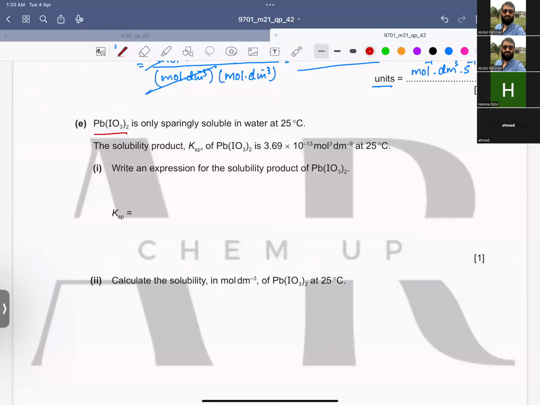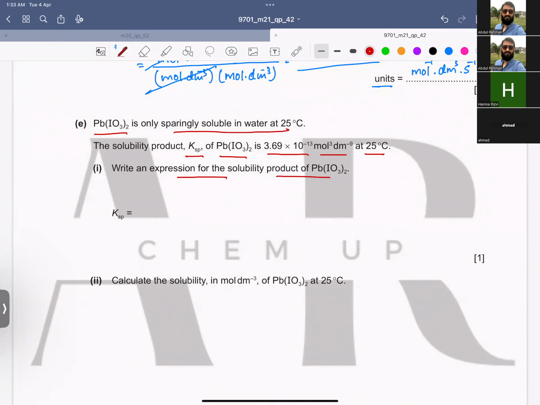Lead iodate is only sparingly soluble in water at 25 degrees Celsius. The solubility product Ksp of lead iodate is 3.69 × 10^-13 mol^3 dm^-9 at 25 degrees Celsius. Write an expression for the solubility product of lead iodate.